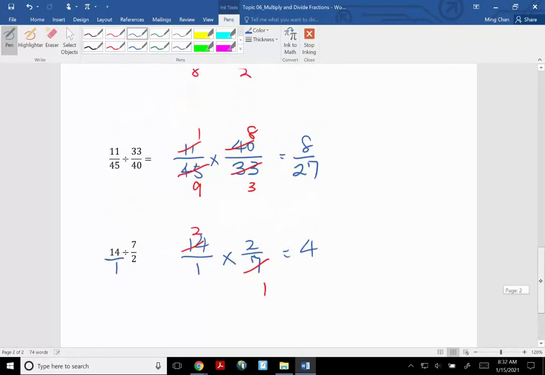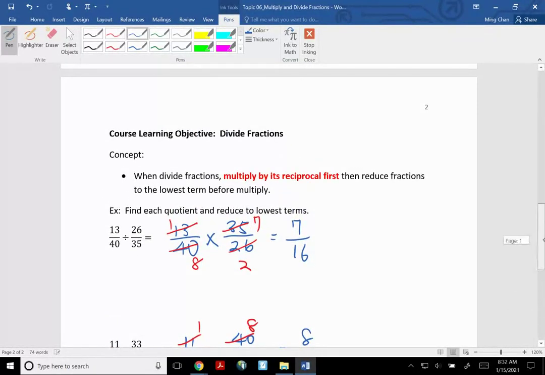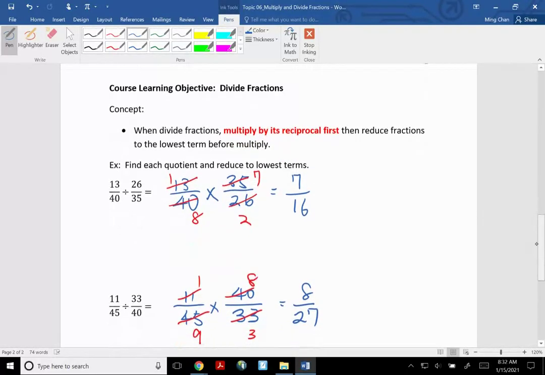So in this video, we quickly talked about how we multiply fractions by simply reducing them first, top and bottom, before we multiply. And we talked about how dividing by a fraction means multiplying by the reciprocal.